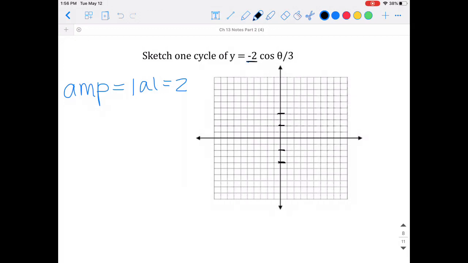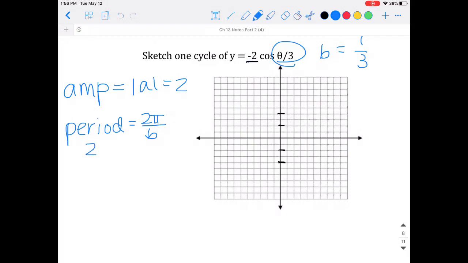This negative sign is changing our pattern. It changes our starting point on the y-axis, which we'll talk about in a second when we start graphing. Now the period, again, to find the period, we do 2 pi over b. Our b value in this case is 1 over 3. So to find our period, we're doing 2 pi over 1 over 3. We can multiply by the reciprocal, so 2 pi times 3 gives us a period of 6 pi.